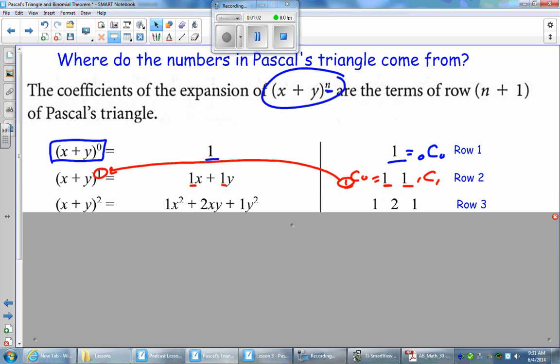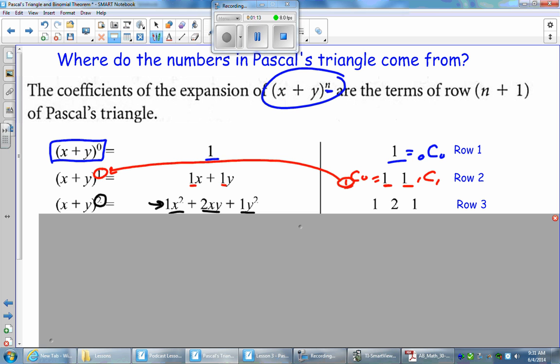So let's try x plus y squared. If you FOIL it, what you'll actually obtain is this trinomial. So when you have an expansion of 2, you have 1, 2, 3 terms, and that's going to be a very key pattern here. But notice the coefficients again, 1, 2, and 1. That makes up row 3, which is also a combination: 2 choose 0, 2 choose 1, and 2 choose 2.